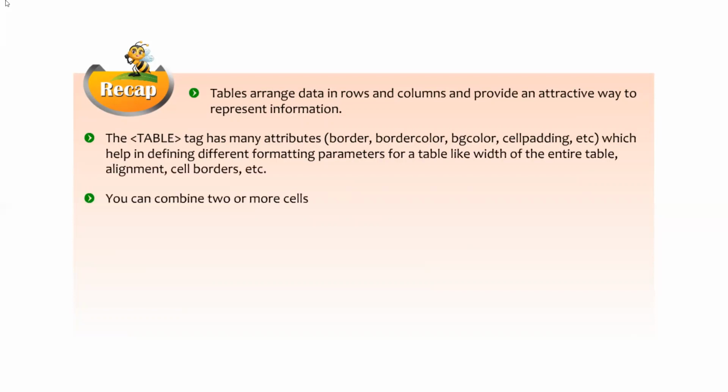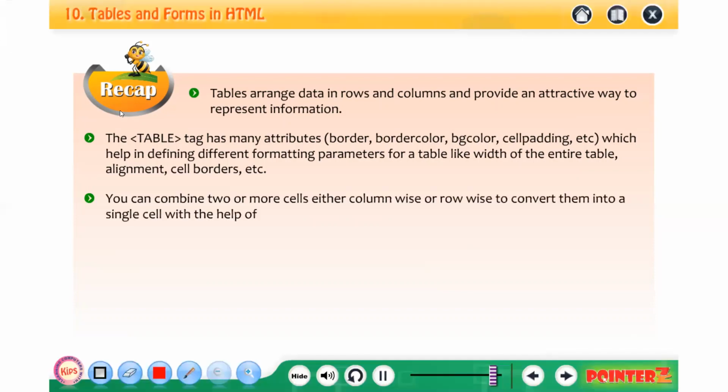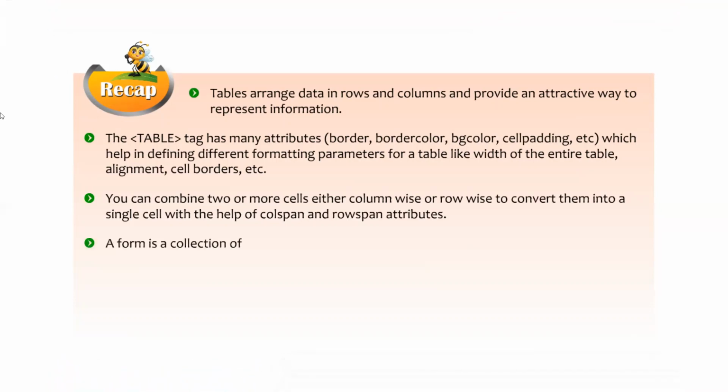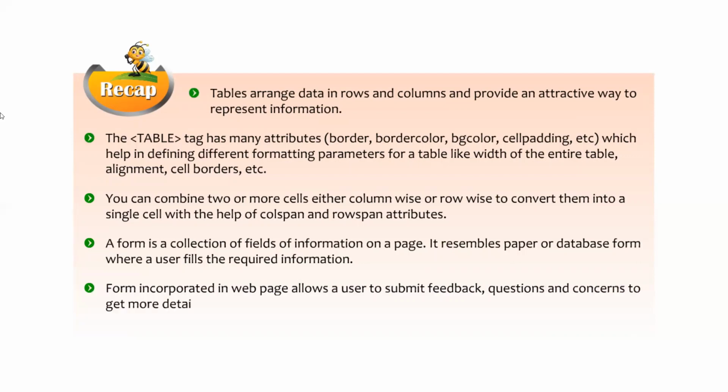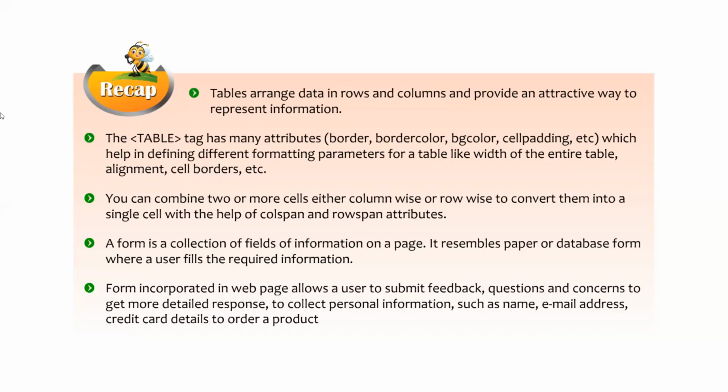You can combine two or more cells either column-wise or row-wise to convert them into a single cell with the help of colspan and rowspan attributes. A form is a collection of fields of information on a page. It resembles a paper or database form where a user fills the required information. A form incorporated in a web page allows a user to submit feedback, questions and concerns to get a more detailed response, to collect personal information such as name, email address, credit card details to order a product, or provide an interface for a chat session.